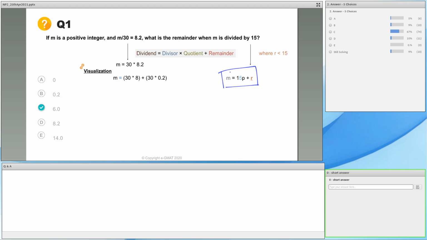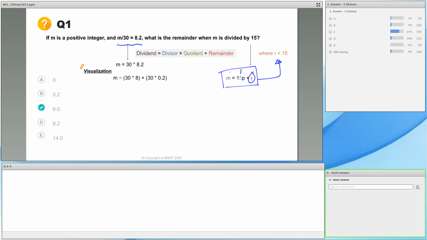If I divide m by 15, some quotient that is p I don't care about, the remainder that is r, this r, as we've already discussed, it cannot be greater than 15. That's the constraint you always have to keep in mind. And let's look at what we are given. M is a positive integer, well and good. M by 30 equal to 8.2.